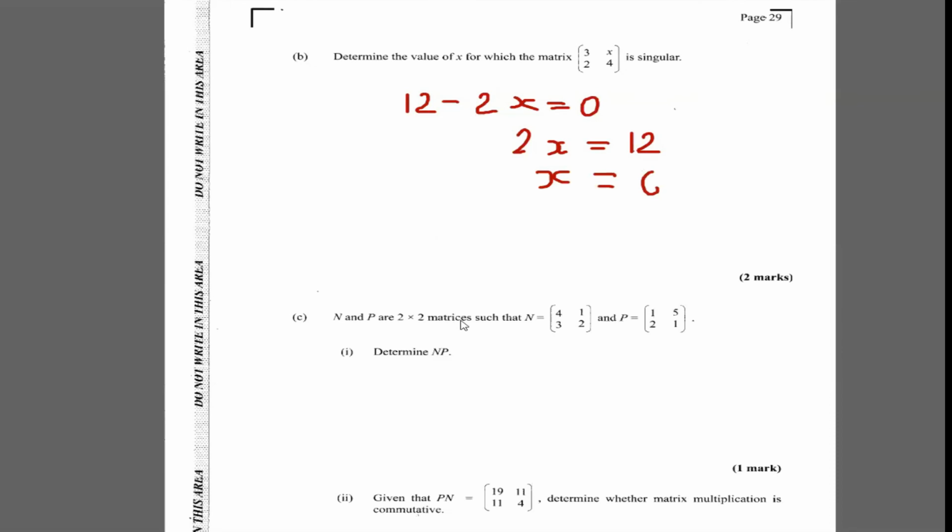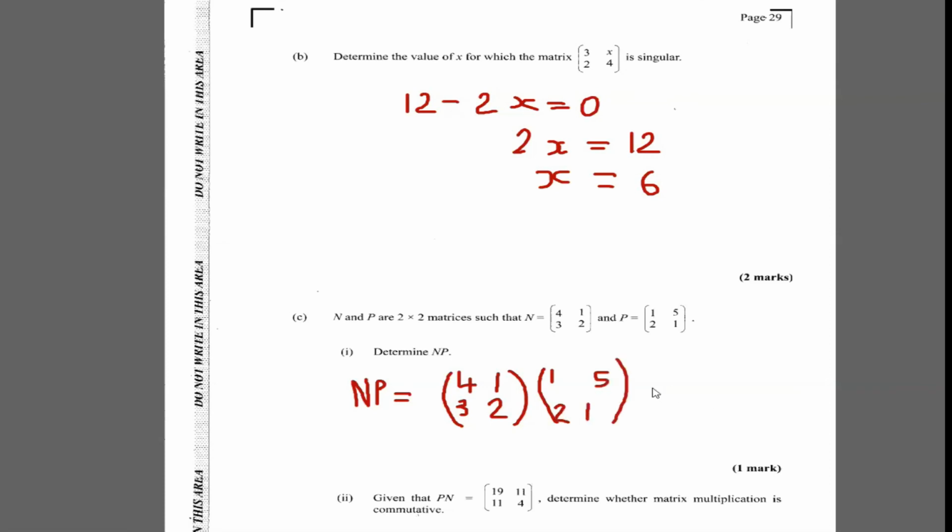All right, now it says N and P are two matrices such that N is equal to 4, 1, 3, 2, and P is 1, 5, 2, 1. Determine N times P. Now N times P is going to be equal to 4, 1, 3, 2, and that's being multiplied by 1, 5, 2, 1.